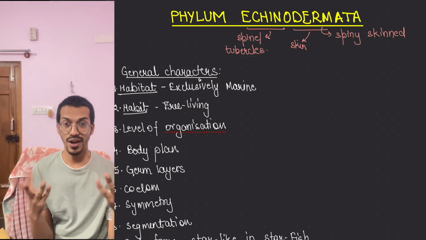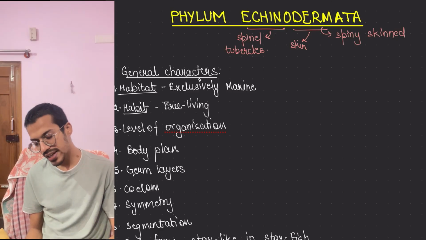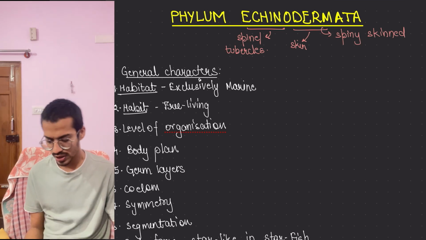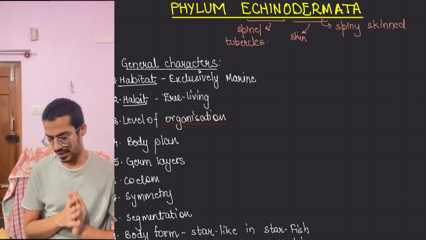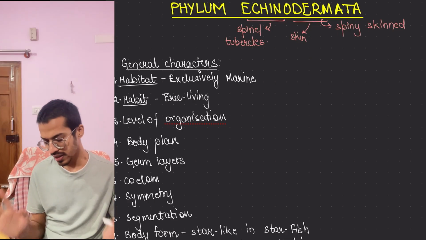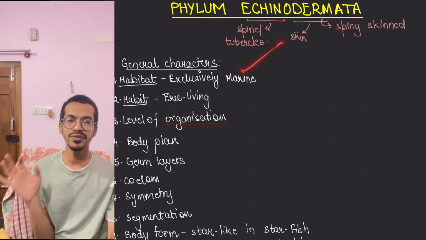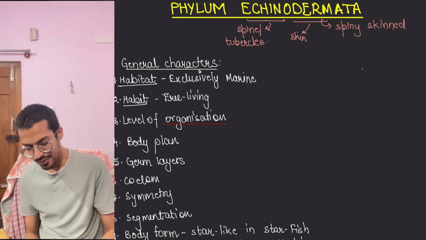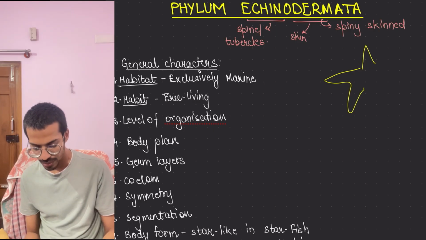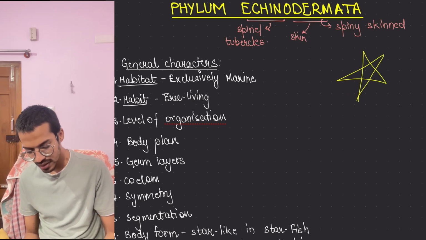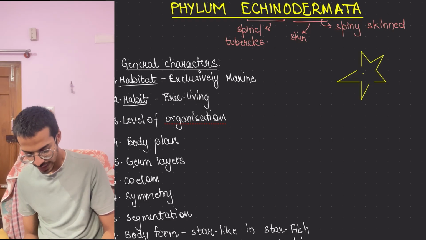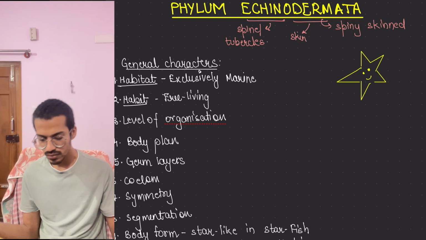Next, come to the next phylum, that is the second last phylum. We have Echinodermata. Derma means skin, echino means spiny. So they have a spiny, tubercled skin. They are spiny-skinned animals. Their general feature, habitat: they are exclusively marine. The easiest way of remembering how they look is to remember the starfish. So starfish is the example of it.